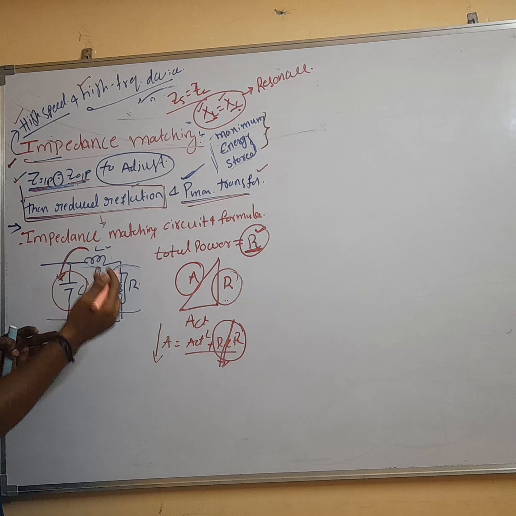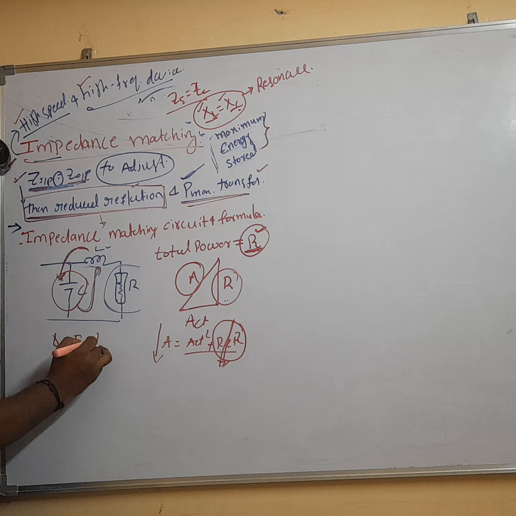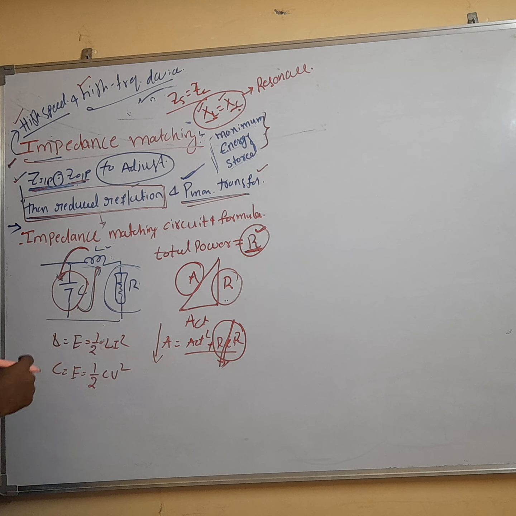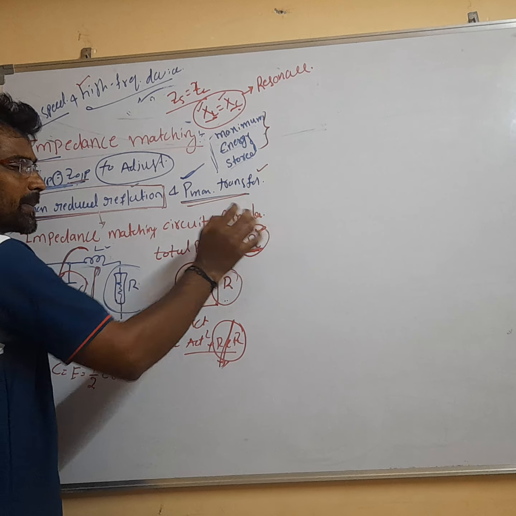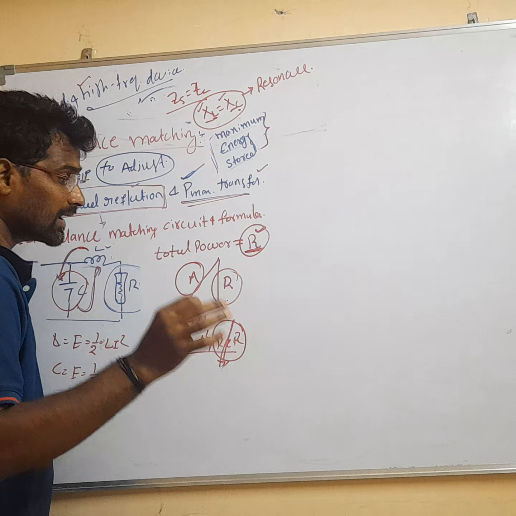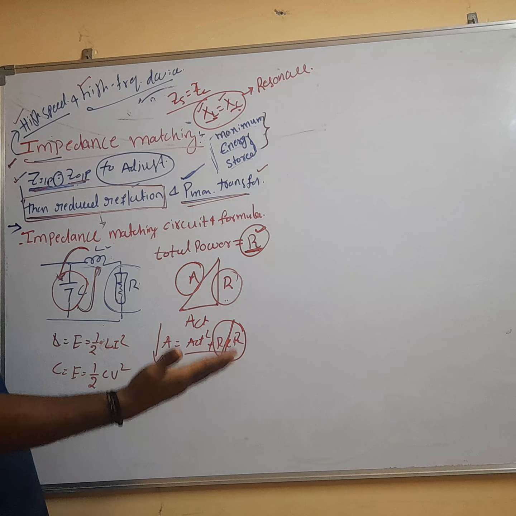What is the formula for maximum energy stored? For the inductor, E is equal to half L I squared, and for the capacitor, E is equal to half C V squared. So what is the overall concept? When the impedance is matching, the total power is dissipated on the resistance only, and the inductor and capacitor power is reflected back.